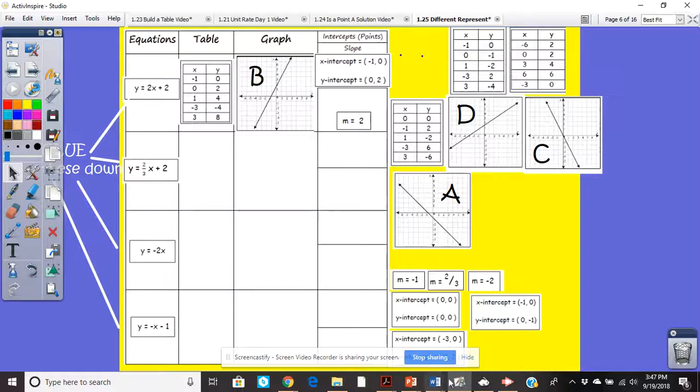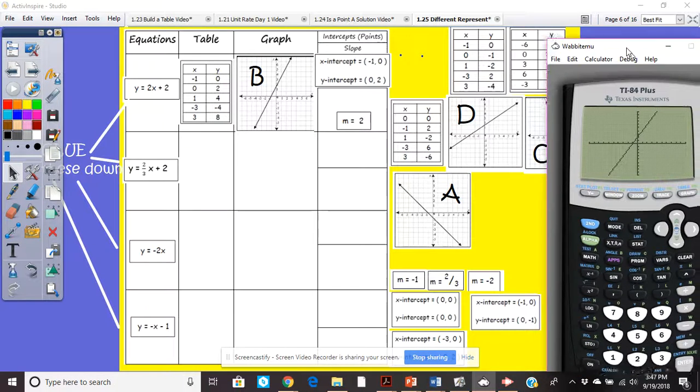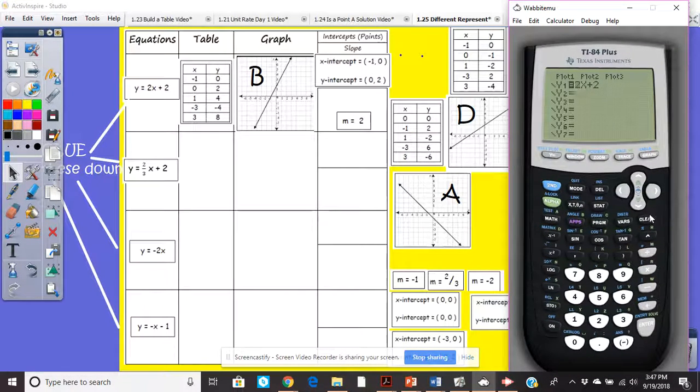All right, my next one is y equals 2/3 x plus 2. So I'm going to go into my y equals, and I'm going to enter my equation. So 2/3 x plus 2. And then let's look at our table. So in this table, when x is 0, I need y to be 2. That's not right. Hang on. Let me look at my equation. 2/3 x plus 2.